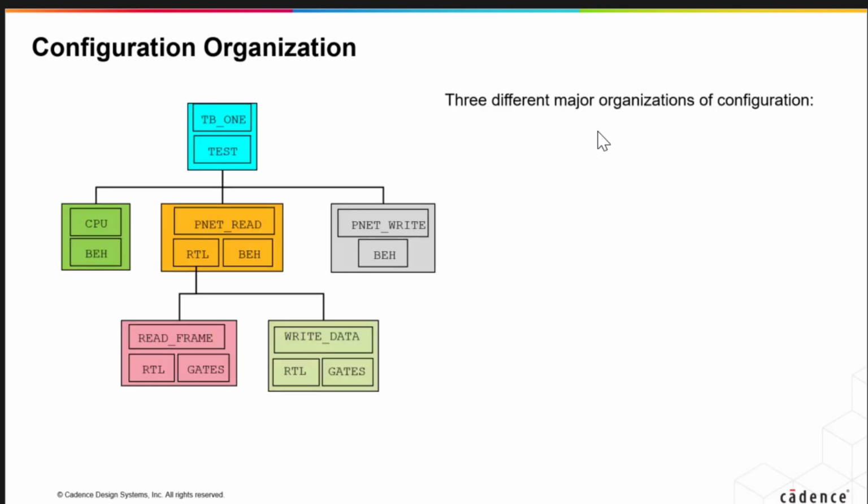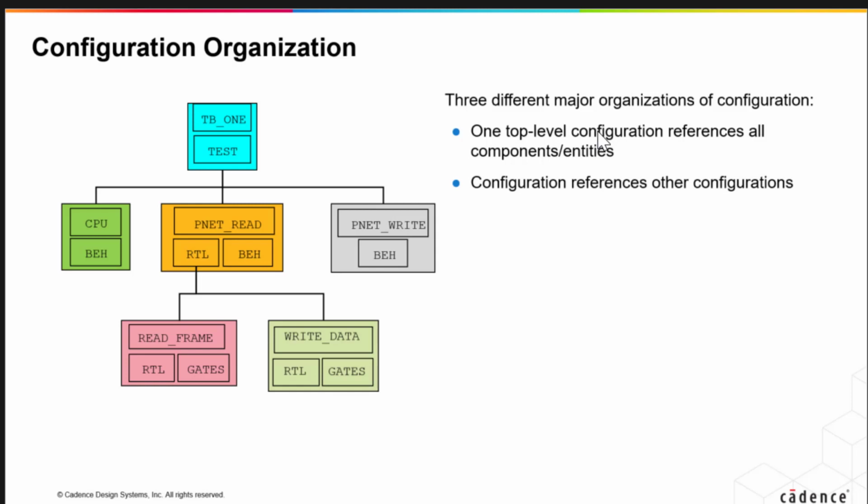There are three major different organizations of configuration possible: 1. Top-level configuration that references all components/entities, 2. Configuration that references other configurations, and 3. Architecture configurations.